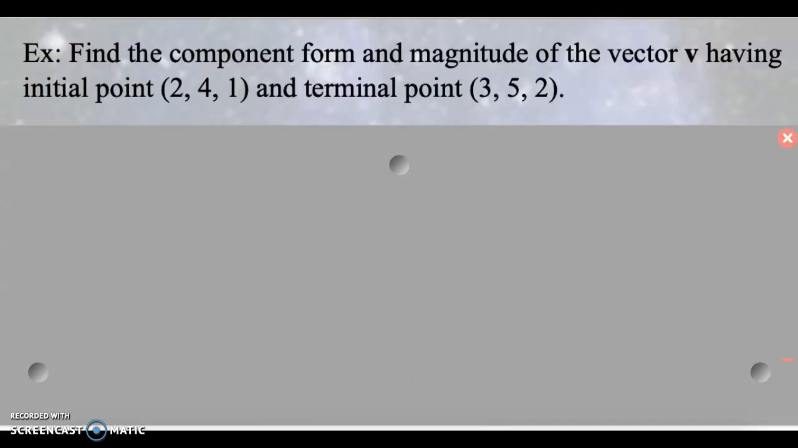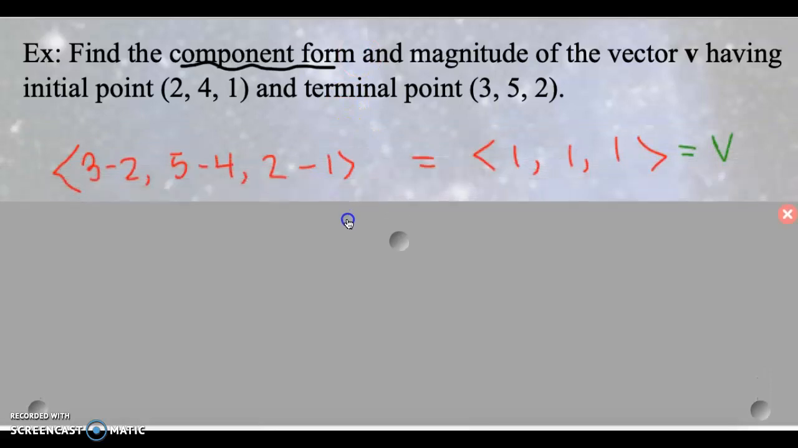Your first example says find the component form of magnitude of vector v having the initial points of 2, 4, 1 and terminal points of 3, 5, 2. So component form, that means I've got to take the terminal minus the initial. So I've got 3 minus 2, 5 minus 4, and 2 minus 1, which gives me the vector v's component form of 1, 1, and 1.